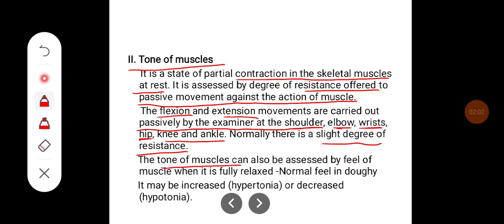The tone of the muscles can also be assessed by the feel of the muscle when it is in a fully relaxed state. Normally, the feel of the muscle will be doughy, and it may be increased in hypertonia, or decreased in hypotonia.